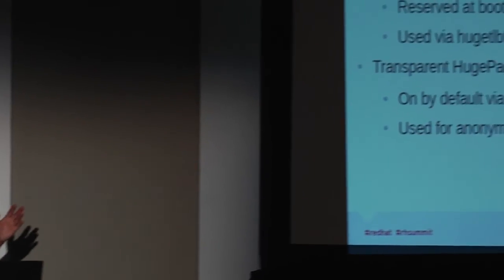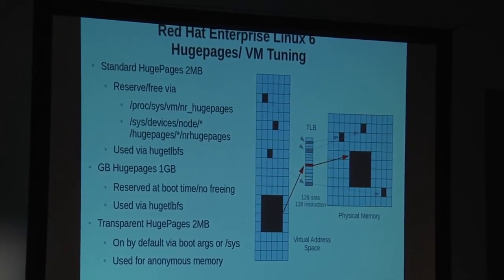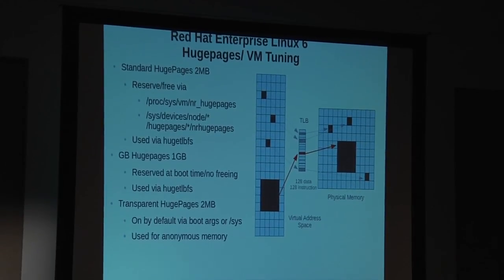Finally, the last thing I want to talk about is transparent huge pages. These are 2 megabyte pages that are used in anonymous regions of memory, and the kernel does this all for you automatically unless you shut it off. There are a couple of times in which the system performs better with it shut off, and I'll go over those.